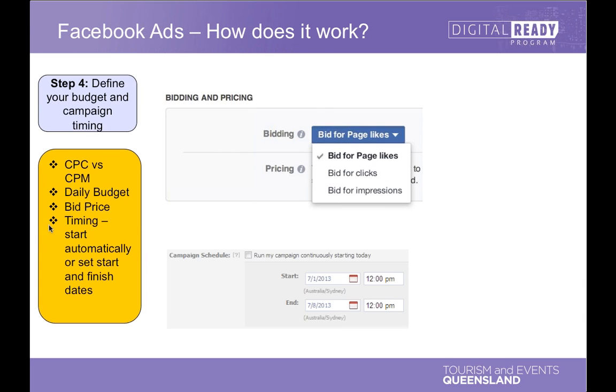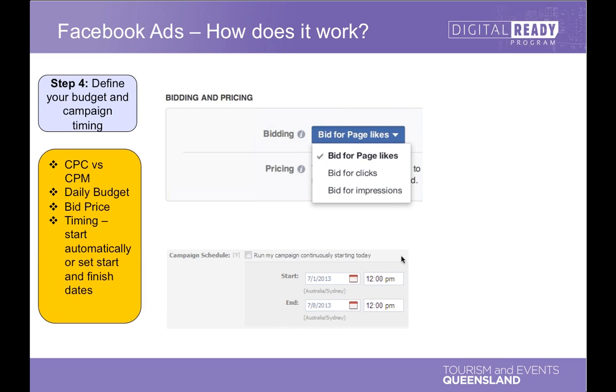You can set a bid price, and that will be the price that you pay. And you can also set the timing of your campaign. You can either say, run my campaign continuously starting today. So, yep, I want this up really quickly right now. As soon as I hit go, I want it up and showing.